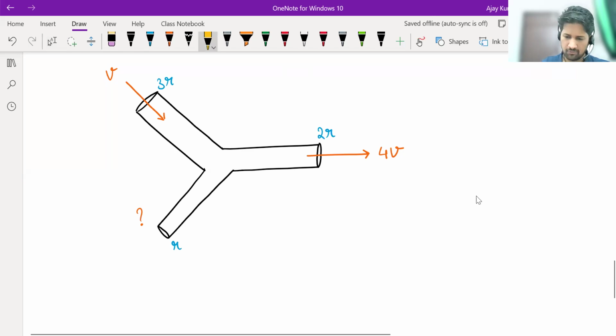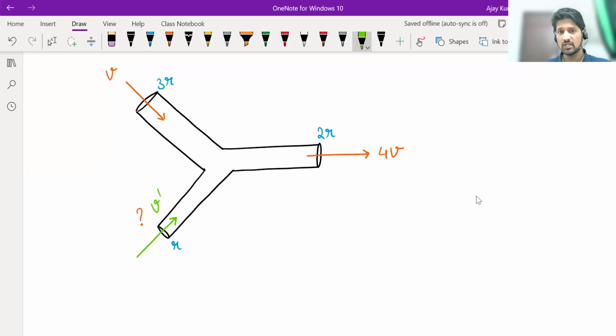Assume inflow. Nothing wrong in that. Let's assume inflow with some speed v dash. If it is actually outflow, you'll get a negative answer for v dash. That's all. So you can write the equations, not an issue. We are taking inflow in two of the openings and outflow in one of the openings. Now, how do you write the equation of continuity? Total rate of inflow should be equal to total rate of outflow. And how do you write rate of inflow or outflow? Area of cross section multiplied with the speed of flow.